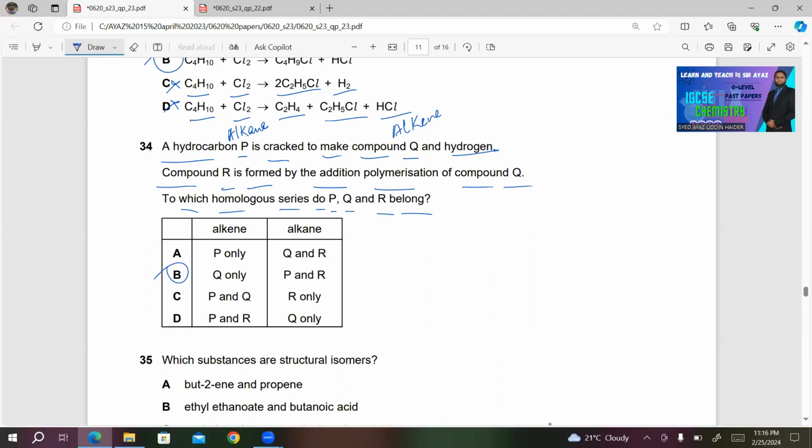Because in B, they are saying Q is an alkene, which is correct, and P and R are considered as alkanes. This is the only right choice. Other choices are incorrect.